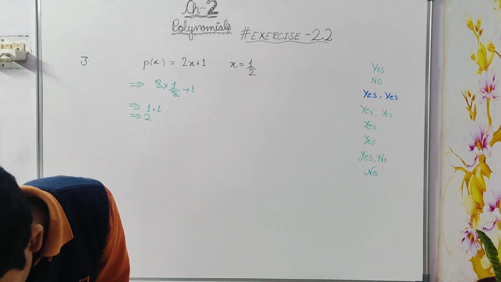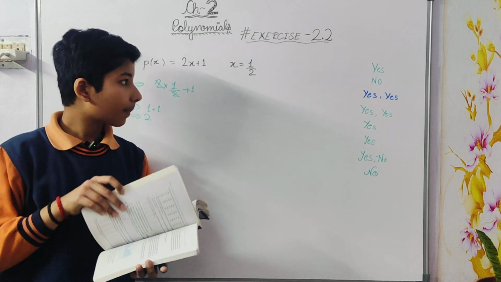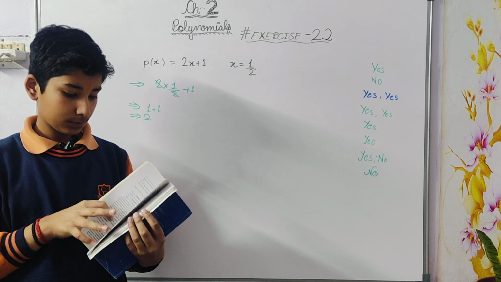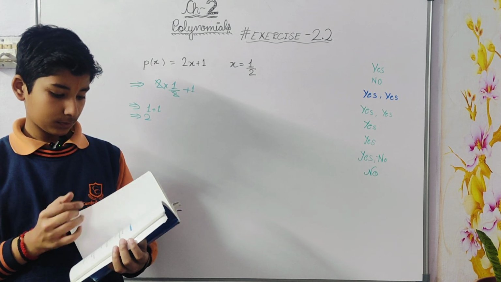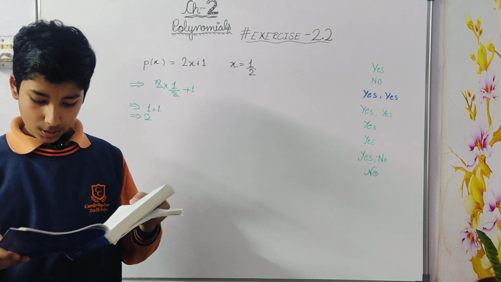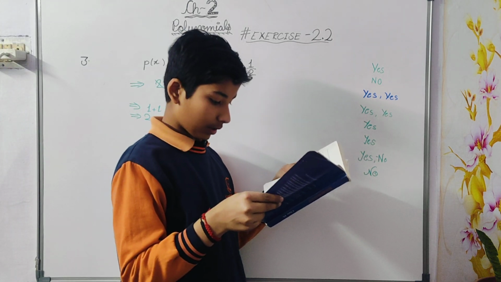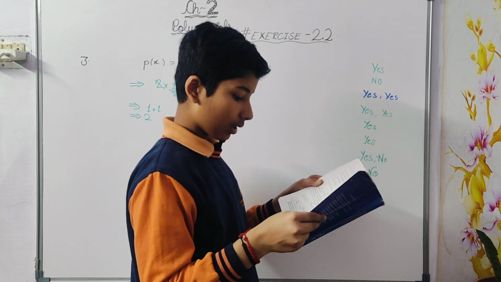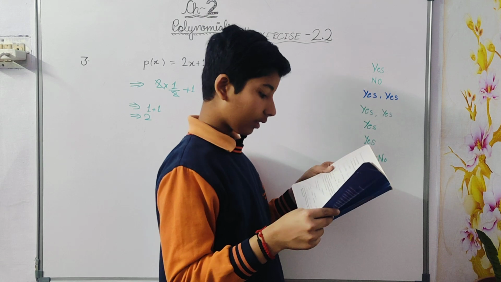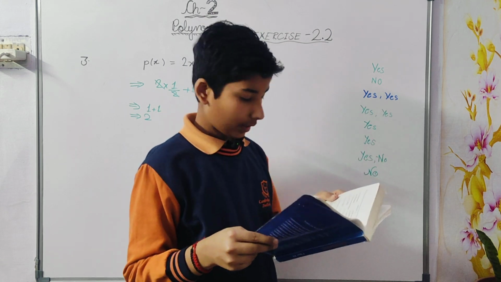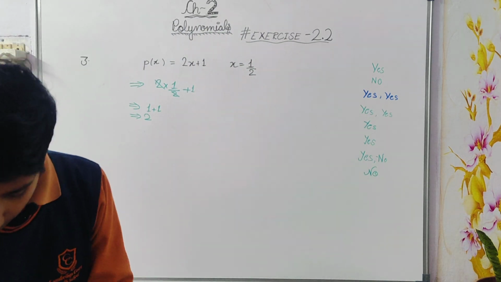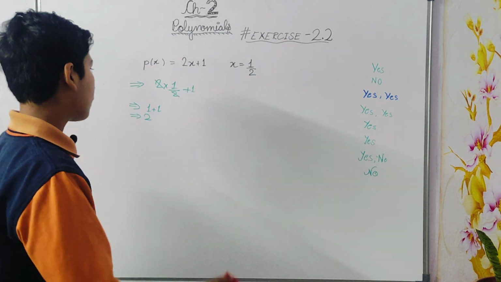So let's see if our answers are correct. The answer of first is yes. This is correct. Second is no. Third is yes. Fourth is yes. Fifth is yes. Sixth is yes. Seventh, first one is yes. Second is no. And eighth one at last is also no. So hence all of our answers which we have solved are correct.